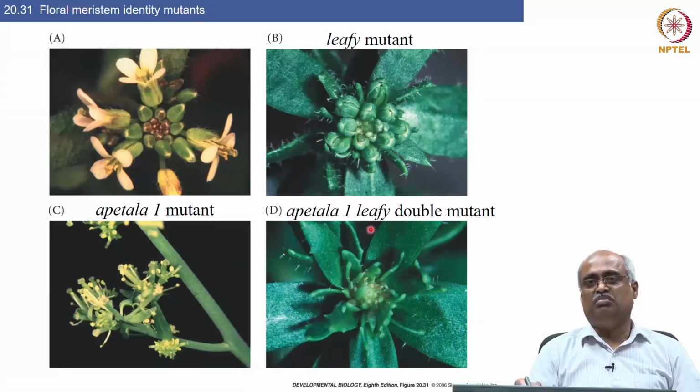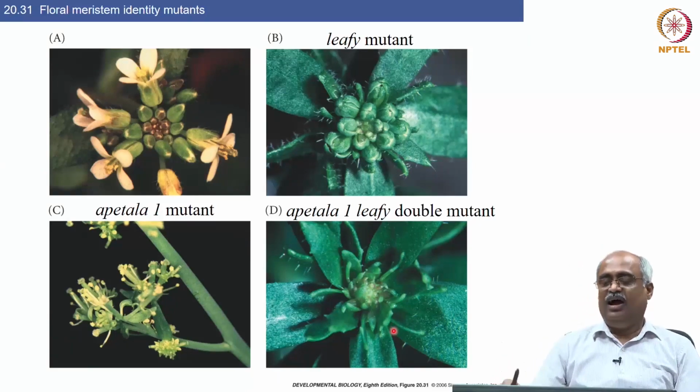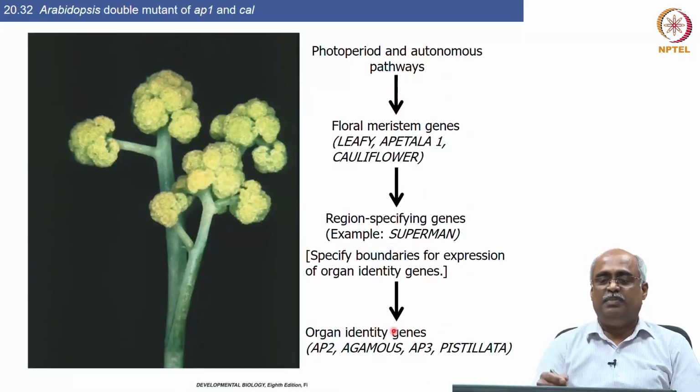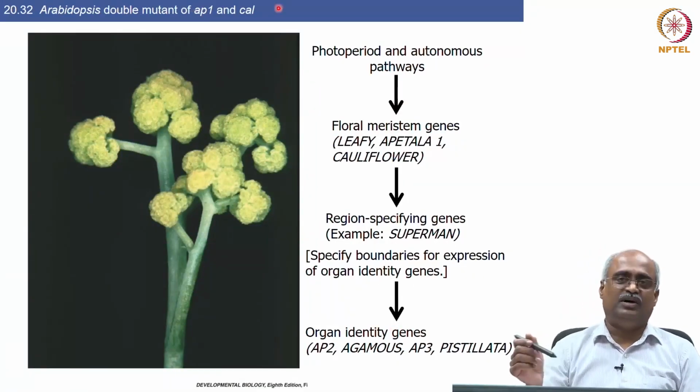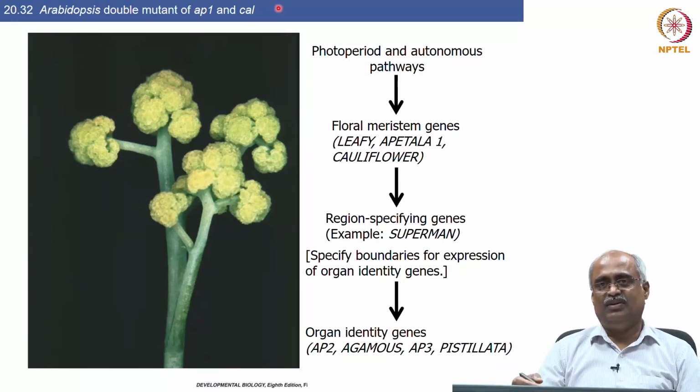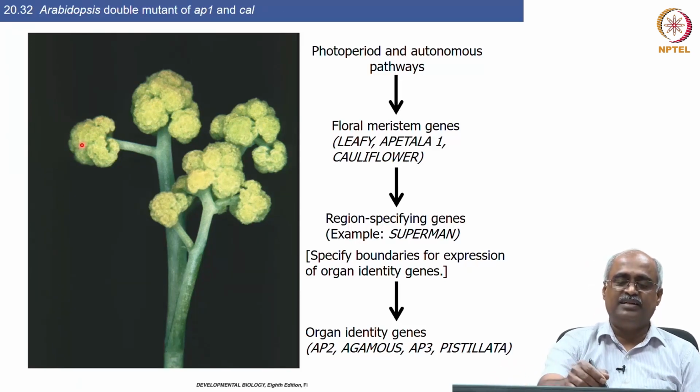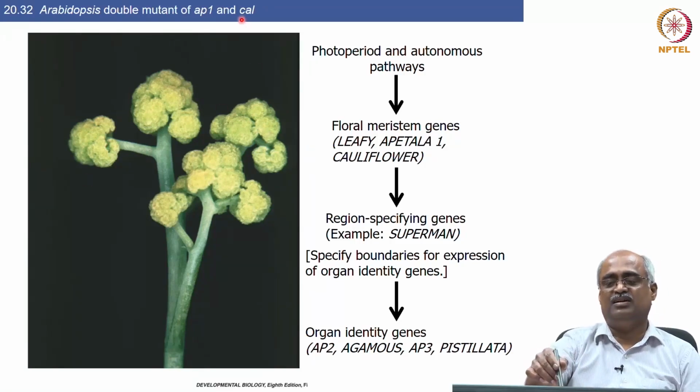And when you have both of them missing, it's like leaf after leaf. So, the inflorescence meristem is incapable of producing floral meristems. And as a result, floral organs do not form. In the apetala 1 and cauliflower mutants, these two seem to function redundantly, such that cauliflower single mutants do not have any noticeable abnormality in the phenotype. But apetala 1 cauliflower together continuously make inflorescence meristem after inflorescence meristem and never produce floral meristem. Instead, it makes only inflorescence meristem, and that ends up making a cauliflower-like appearance, and that's why it is called cauliflower.